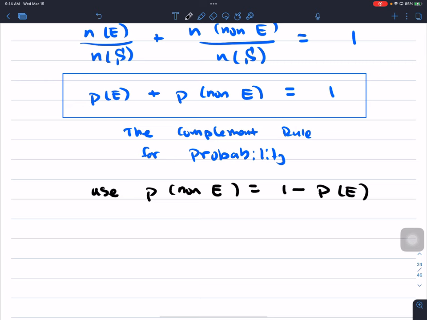How do we know this? Do you guys know? If I subtract using algebra P of E from both sides here, don't I get cancellation of P of E? And you're left now on the left side with P of non-E? Okay, you guys see what I'm saying?